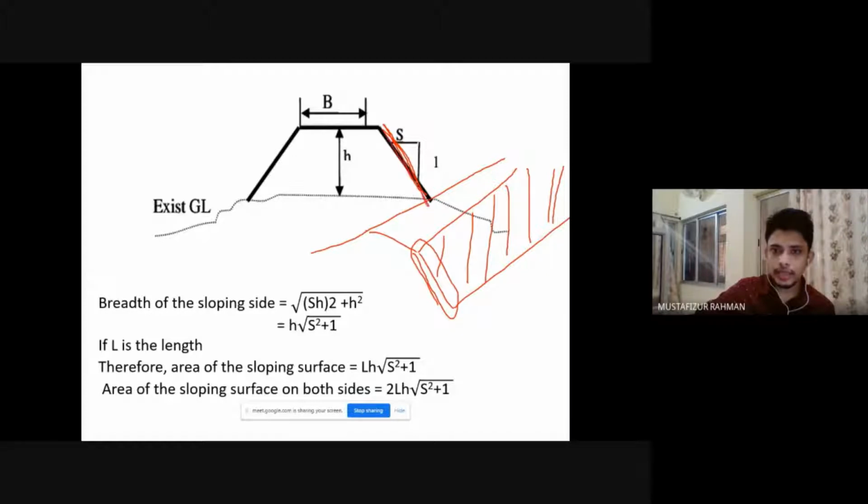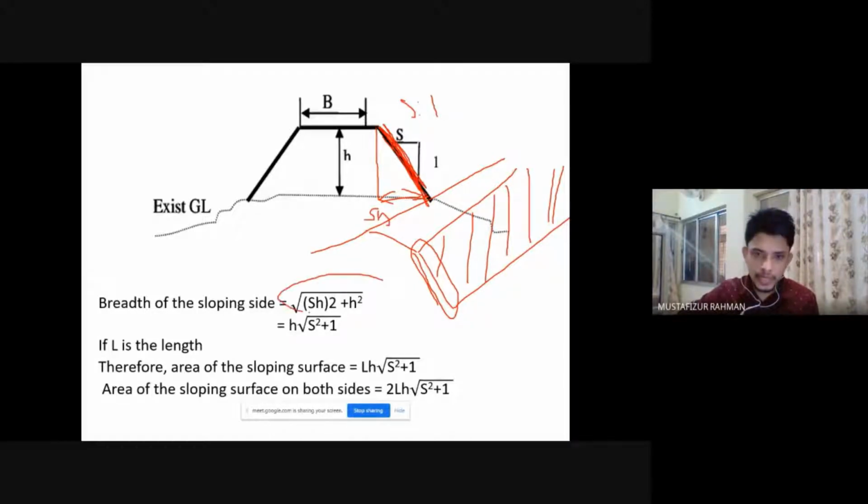What is this sloping length? What will be the sloping length? This is h and this is s into h. Okay, we know that already because this is the ratio. S is to 1. S is horizontal, 1 is vertical. So if vertical is 1, then horizontal is s. If vertical is h, horizontal is s into h.